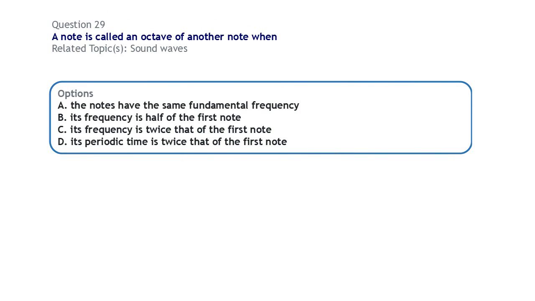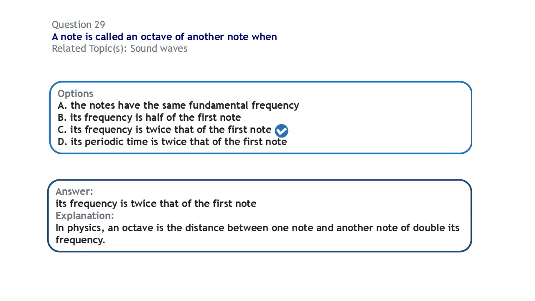Next, also on sound wave, a note is called an octave of another note when its frequency is twice that of the first note. When its frequency is 2 times the frequency of the first note.